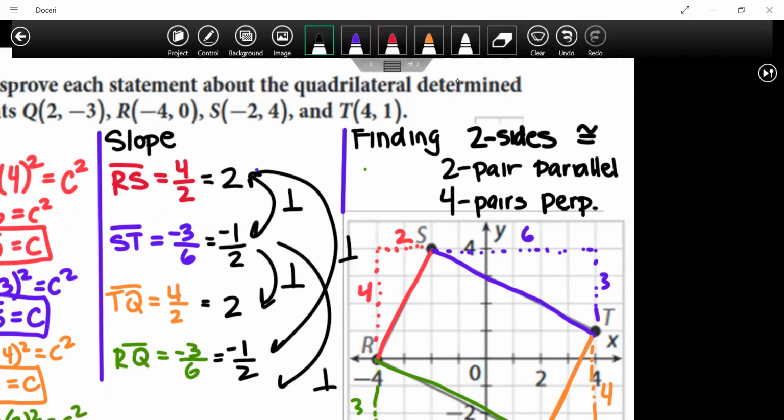2 sides are congruent. What does it have to be? Rectangle. I'm just going to write it inside here. Yes. We have 4 of them. We have the inside here for 1, outside here for 2.